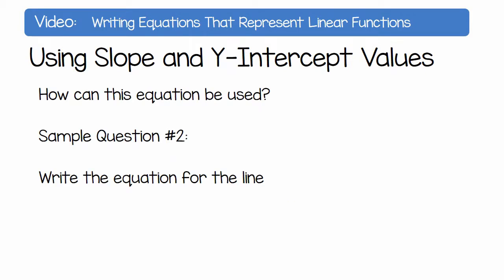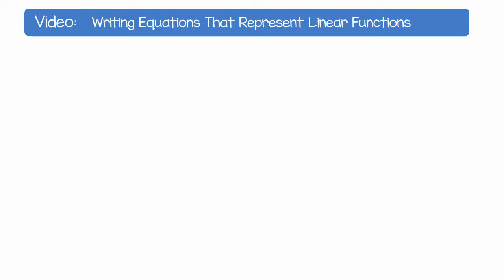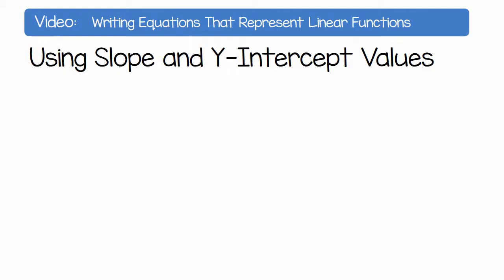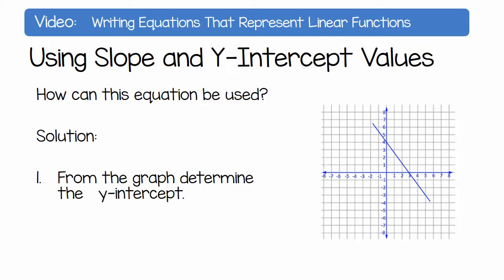Now, here's the second question. Write the equation for the line represented in this diagram. Now, we need to find the slope and y-intercept form of this graph. We can start by finding the y-intercept. We know that the y-intercept is the point where the line crosses the y-axis, and on our graph that happens at (0, 4). So the value of the y-intercept would be 4.